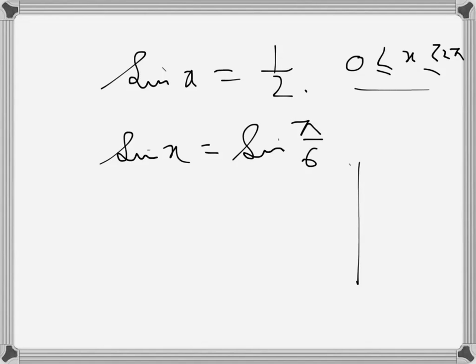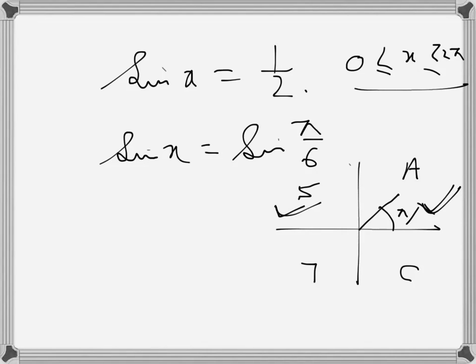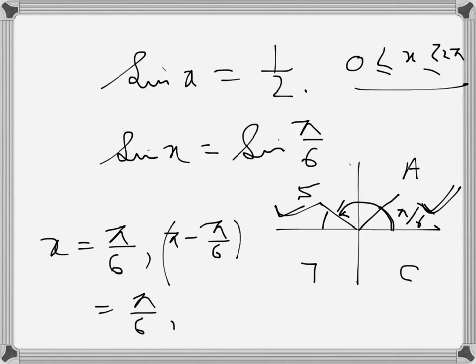So if we look at this whole range, sine is positive in this quadrant and this quadrant. So this will be pi by 6 here, and the other positive angle, since this one is pi by 6, will be pi minus pi by 6. So the solution is this one and pi minus pi by 6, which is 5 pi by 6. So these are the two solutions for this problem.